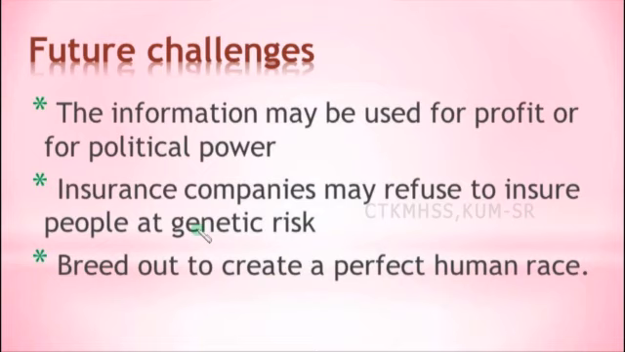Next, insurance companies may refuse to insure people at genetic risk, and this would save the companies the expense of future medical bills incurred by less than perfect people. So those people cannot claim their insurance.